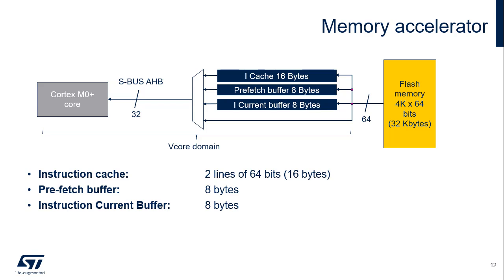Both the prefetch buffer and instruction cache can be enabled or disabled by software, as their performance impact depends on the number of wait states required to access flash memory. Additionally, the instruction cache can be reset by software.